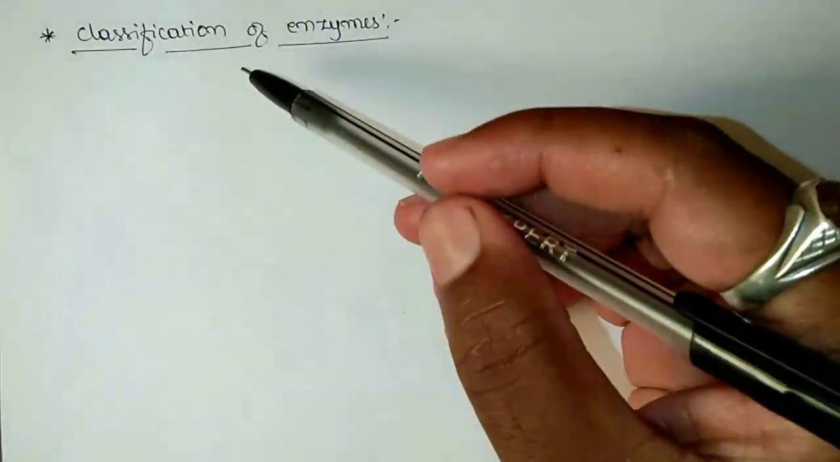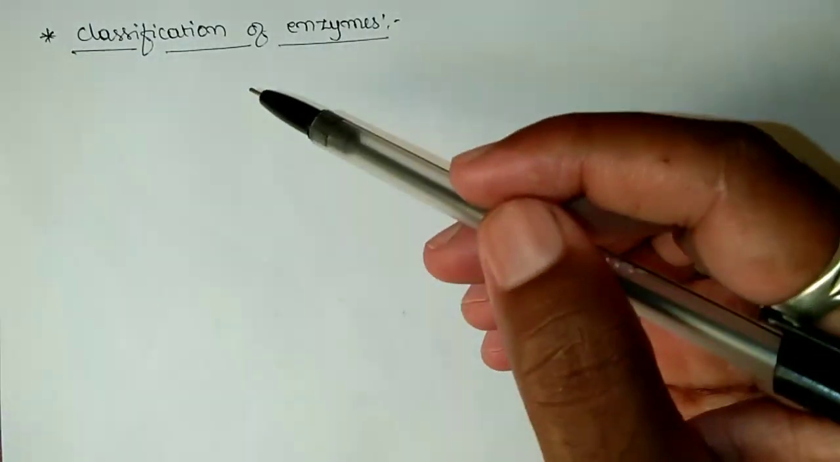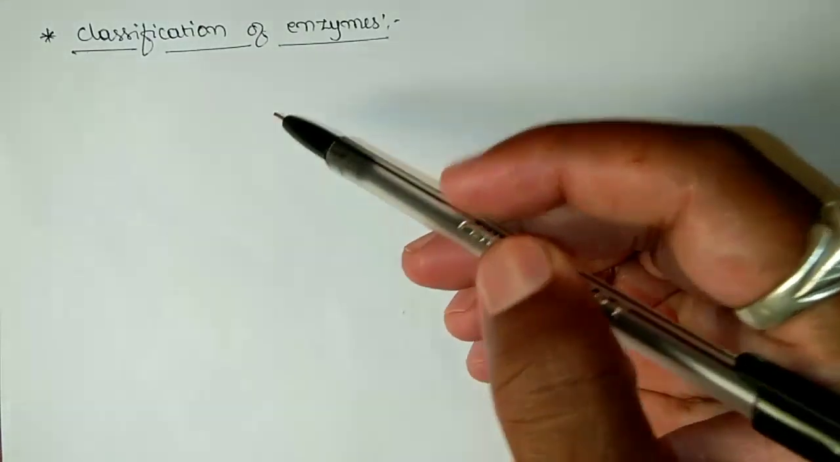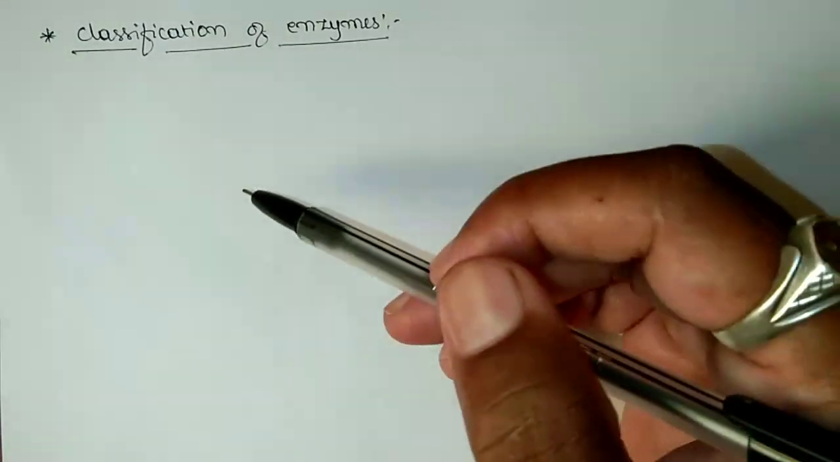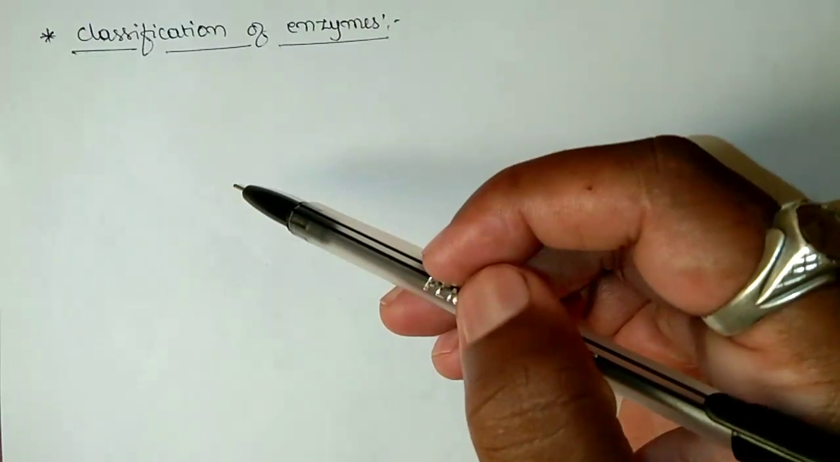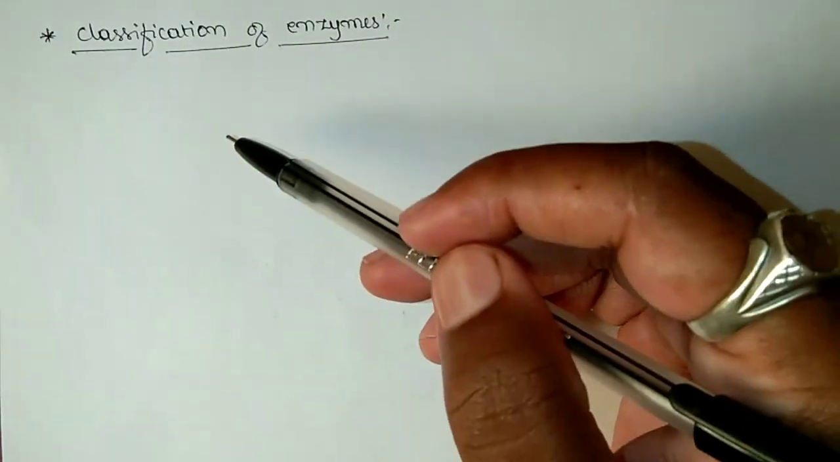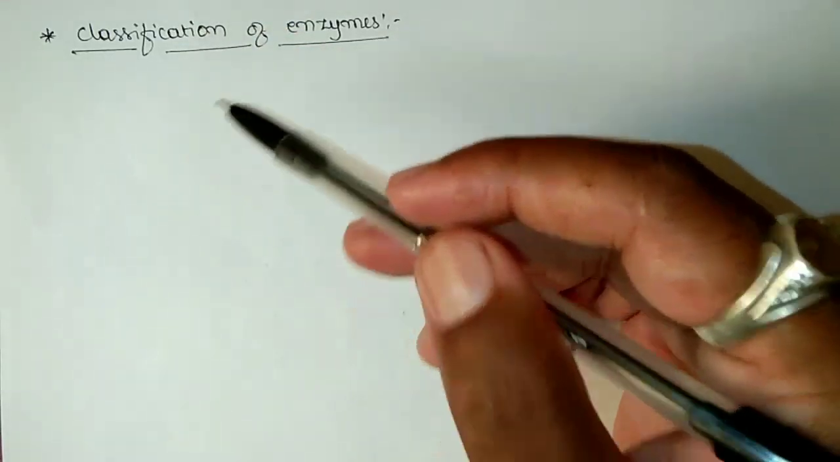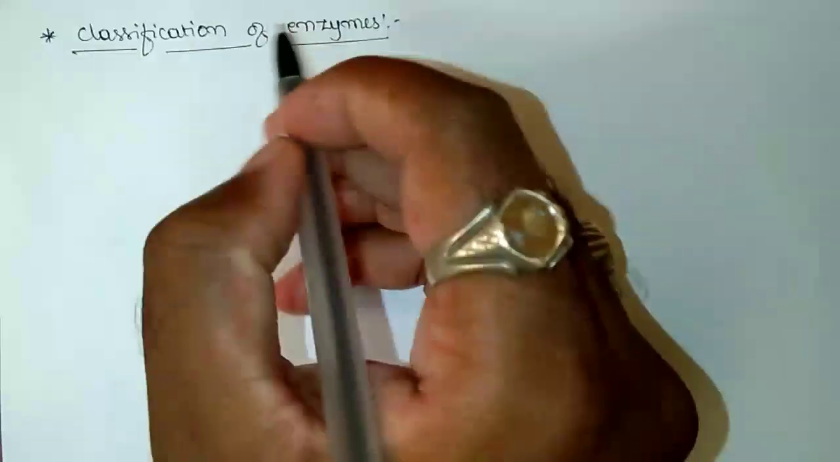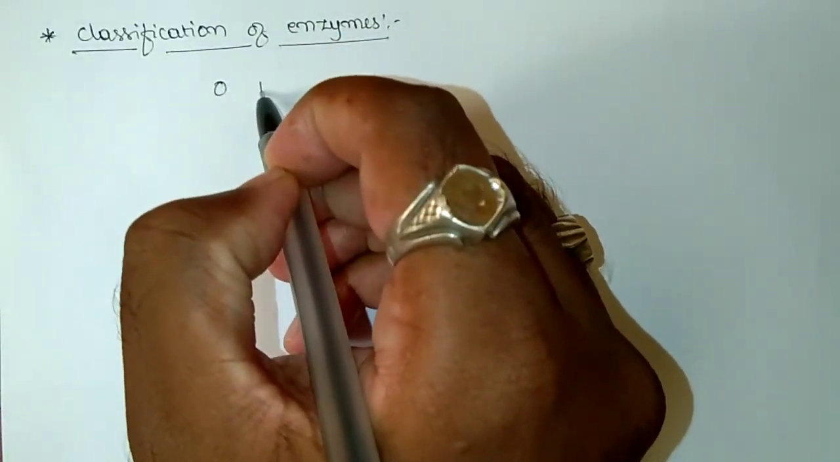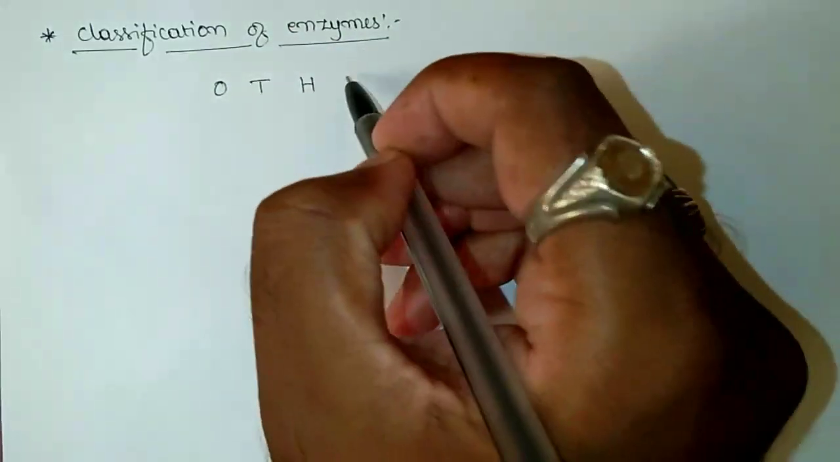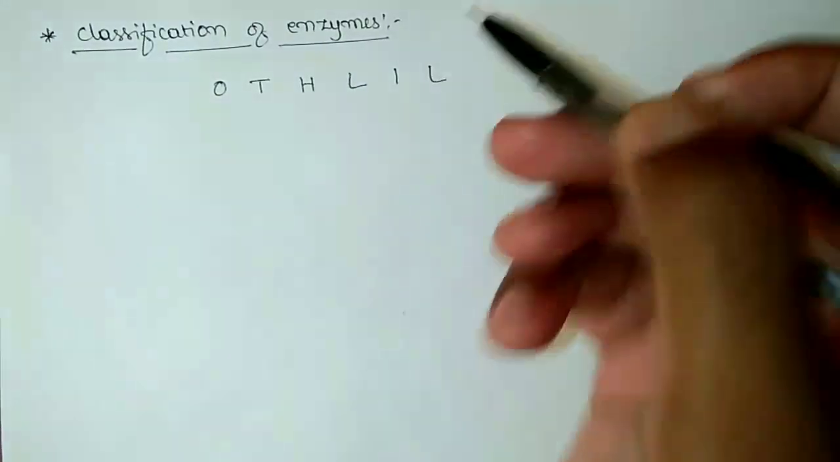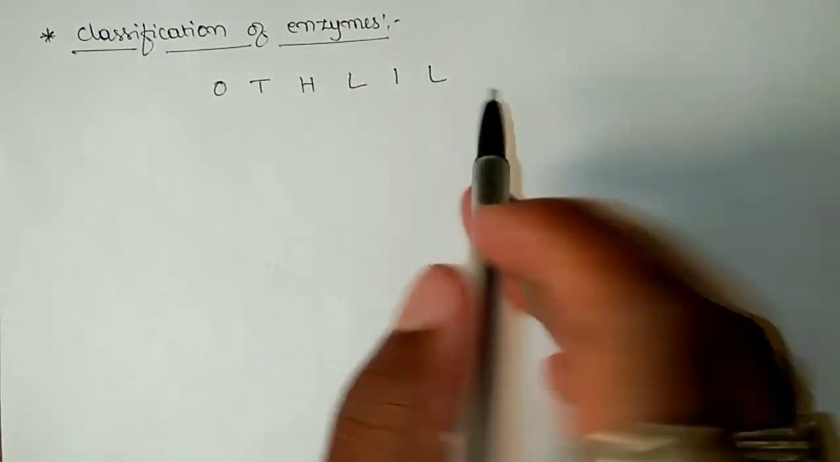Now we shall move on to the classification of enzymes. Based on the recommendations given by the Enzyme Commission, all the available enzymes in the field of biochemistry have been classified into 6 major classes. And in order to remember the 6 major classes, we can have one small mnemonic as OTHLIL. You can remember this mnemonic.